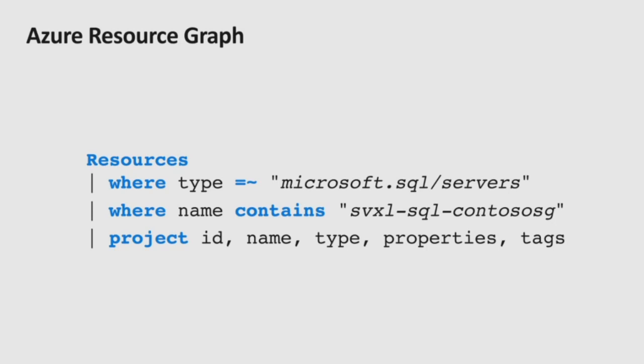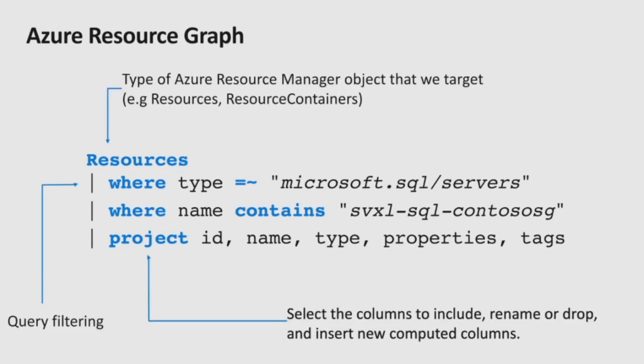We're going to start with a table first. So here it's the resources table, and then we're going to do some filtering. And finally, we want to project not all the information, but we want to do some advanced filtering. So we just want the ID, the name, and the properties. So the type here is resources. It can be resource containers as well if I want to query resource groups. But here I just want to get information about the SQL Server. So I'm going to select the resources table. Filtering, again, I'm interested in 2 things.